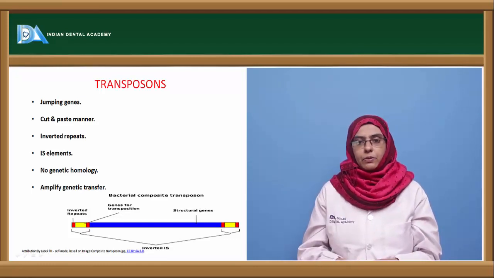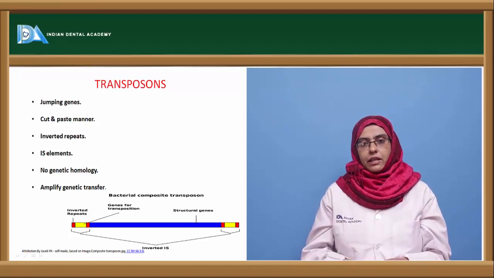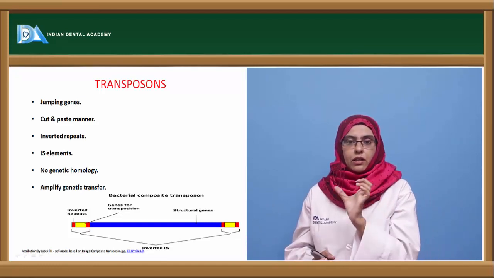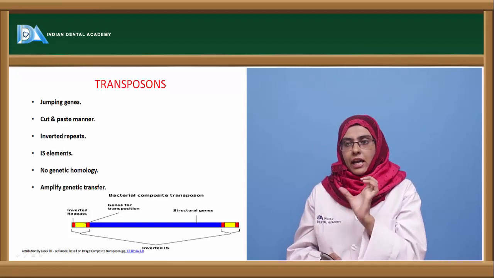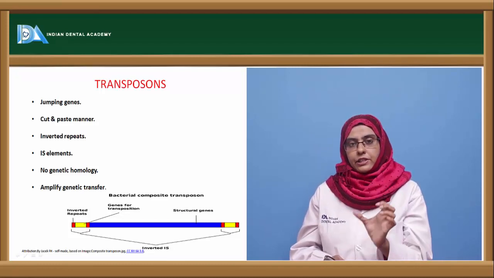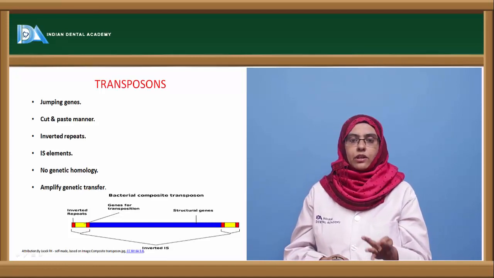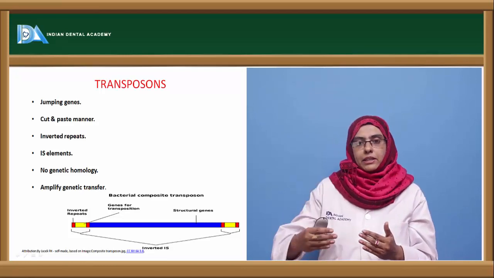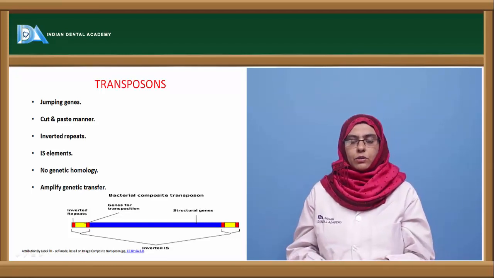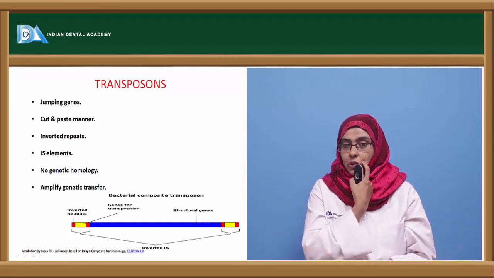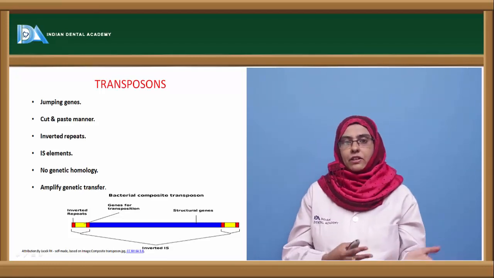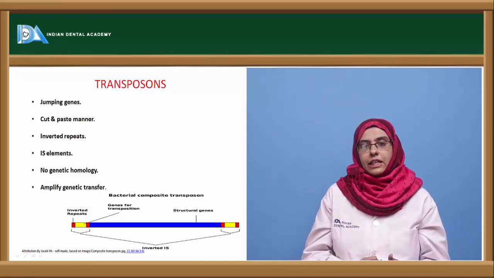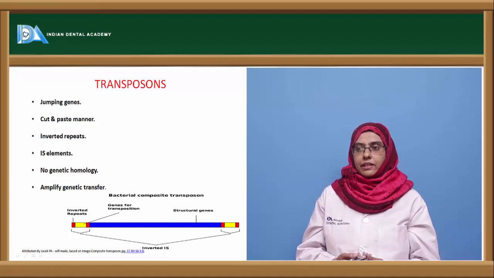And the simple type of transposons are called IS elements. They can be recognized by the inverted repeats. These inverted repeats usually flank a single gene or more than one gene, and for the integration of this transposon, there is no requirement of genetic homology. Usually when there is a homologous segment, the DNA can get integrated into the chromosome, but in the case of a transposon, there is no need of any genetic homology to integrate. So the transposon adds bulk to the DNA molecule without any genetic homology, and can also amplify genetic transfer.